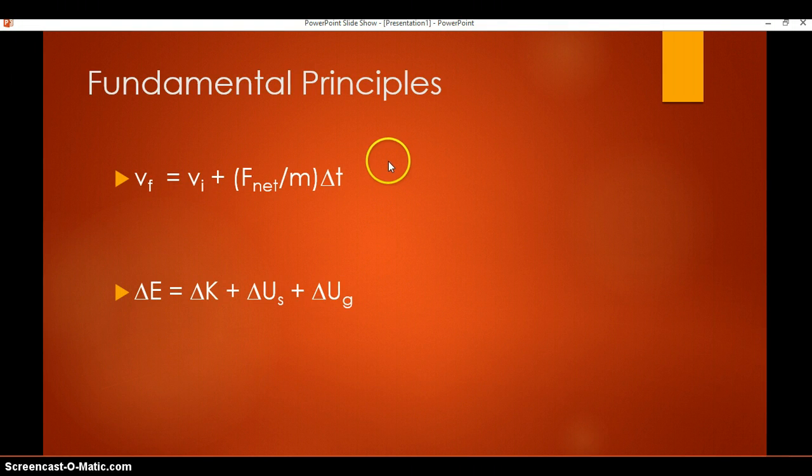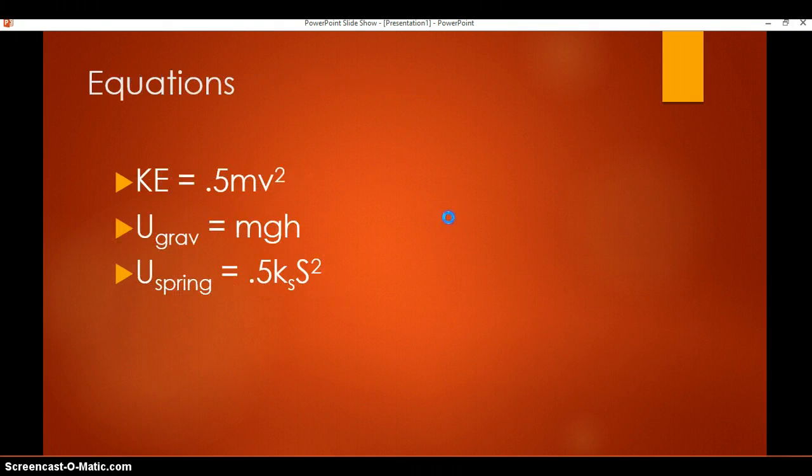Here we have two fundamental principles that are used in this lab. The first one is Newton's second law, and this one was just used to update the velocity of the spring in order to calculate the change in energy as time went on. And here's the energy principle equation: the change in energy is equal to the change in kinetic energy plus the change in potential energy of the spring plus the change in potential energy of gravity. Both of these are used in the computational model.